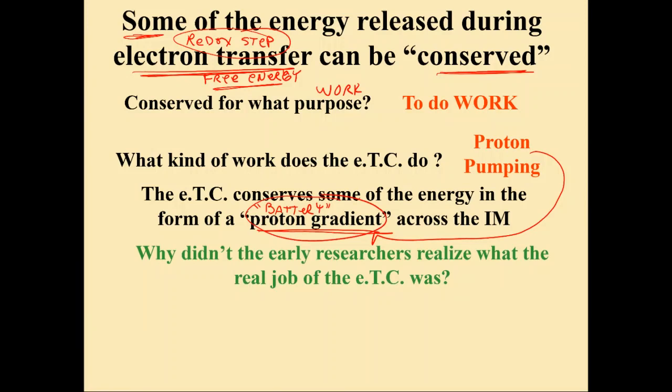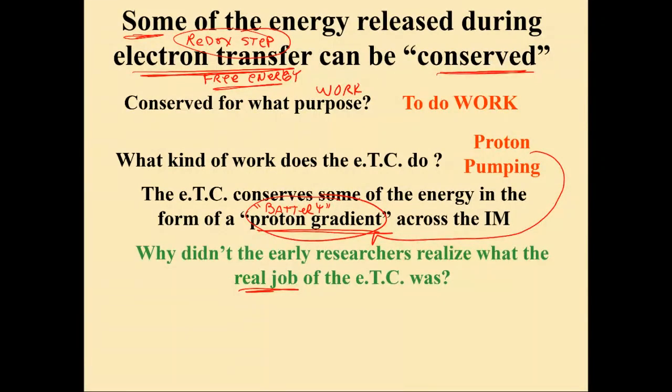Why didn't the early researchers realize what the real job was of the electron transport chain? Just like many students think that the electron transport chain changes ADP into ATP, that's what the early researchers thought too. They said, well, there must be some member of the electron transport chain that's using the energy to phosphorylate ADP to ATP. But when they were studying the components of the electron transport chain, trying to figure out what they could do, what were they doing with these redox steps? They were trying to figure out, well, what is the job of the electron transport chain?